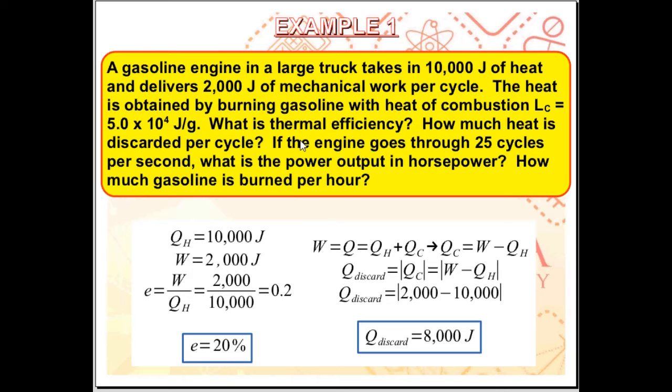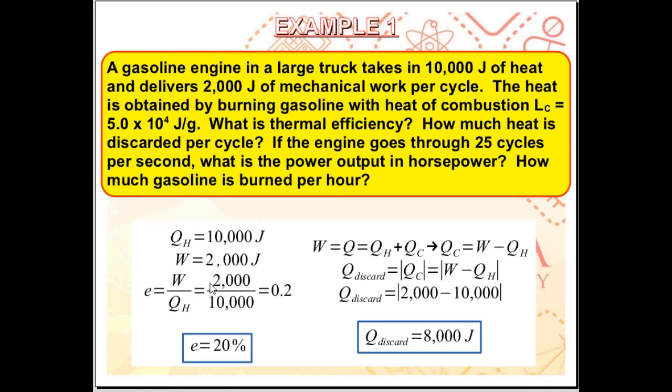Example number 1. You have a gasoline engine in a large truck that takes in 10,000 joules of heat and delivers 2,000 joules of mechanical work per cycle. The heat is obtained by burning gasoline with heat of combustion LC of 5 times 10 to the fourth power joules per gram. What is the thermal efficiency? How much heat is discarded per cycle? If the engine goes through 25 cycles per second, what is the power output in horsepower? And finally, how much gasoline is burned per hour?